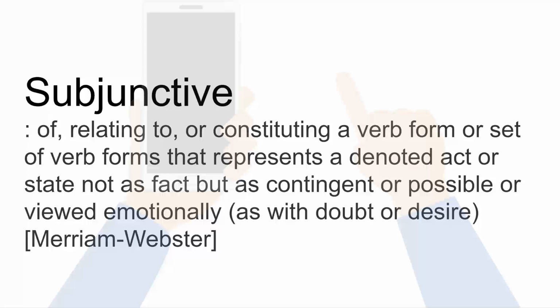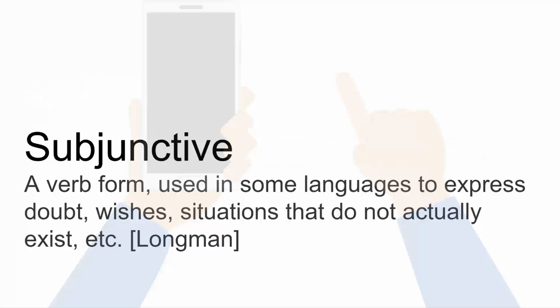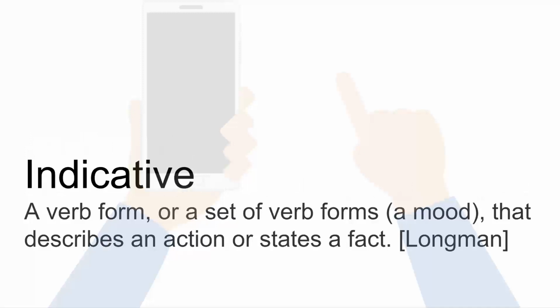Merriam-Webster defines subjunctive as of, relating to, or constituting a verb form or set of verb forms that represent a denoted act or state not as a fact, but as contingent or possible or viewed emotionally, as with doubt or desire. And Longman defines it as a verb form used in some languages to express doubt, wishes, situations that don't actually exist. And what we've gone through together is indicative, a verb form or set of verb forms, a mood that describes an action or states a fact.